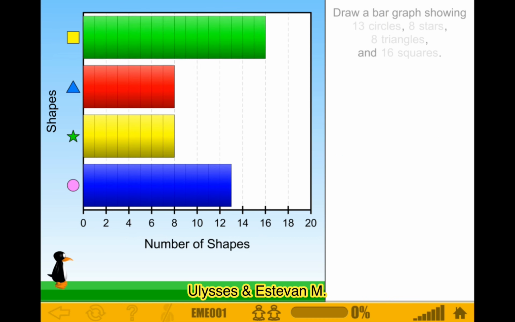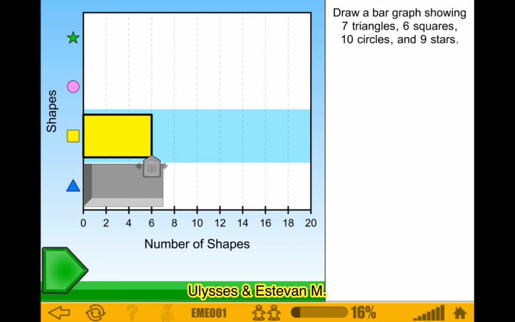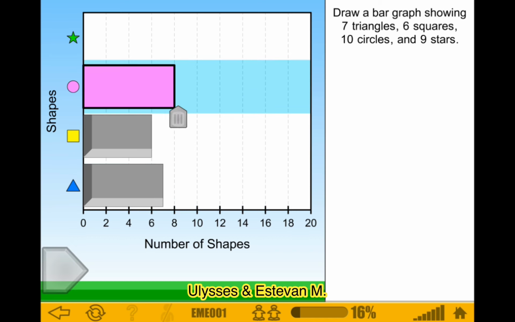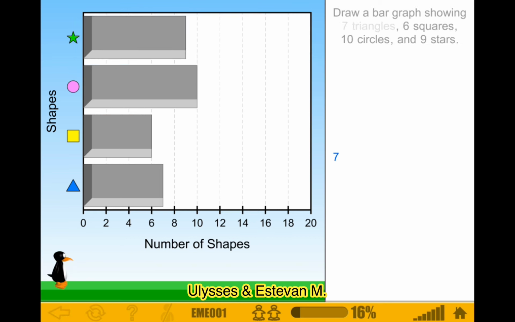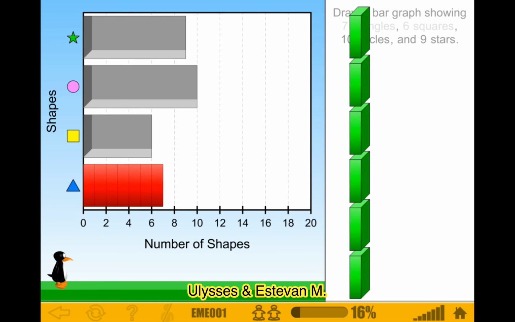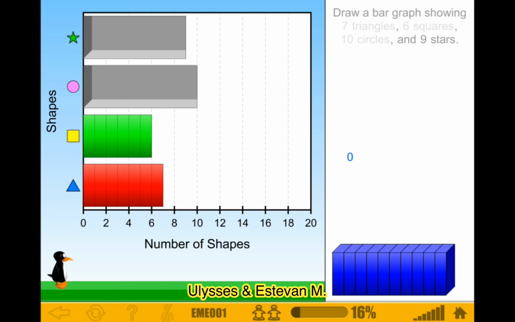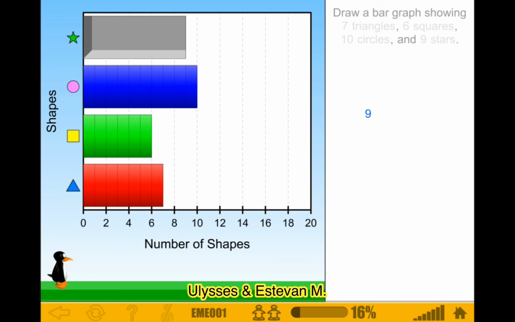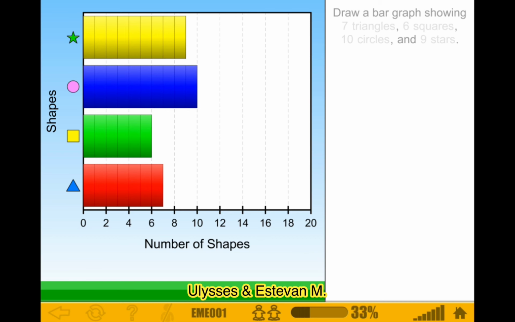Okay, anyways, so. Okay, so 7 triangles. 6 squares, and it would be 10 circles, and then we just have to put 9 stars. That's simpler. Rexy? Nope, it's simple. Super simple. Yeah. Okay. What's happening? Oh. 9 stars. Oh, from there I was so confused. I was like, why is it taking so long?